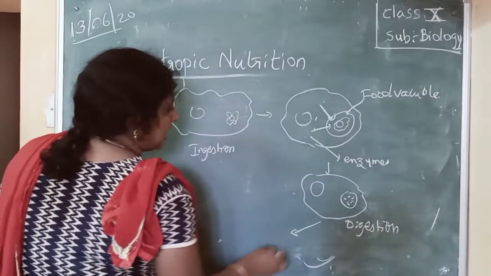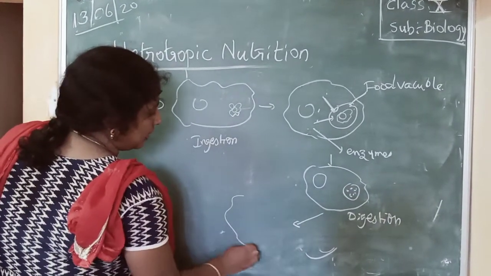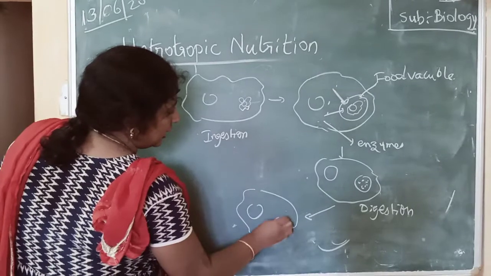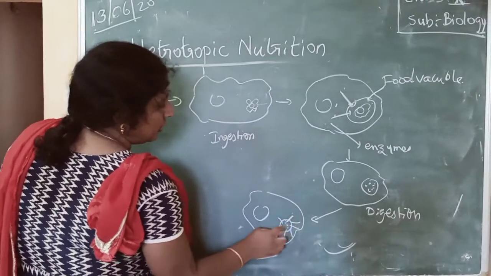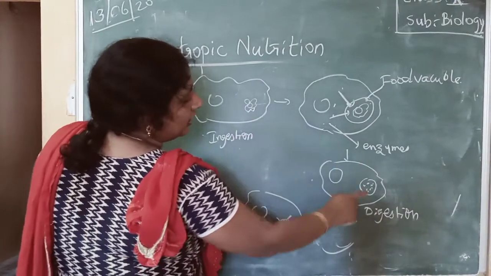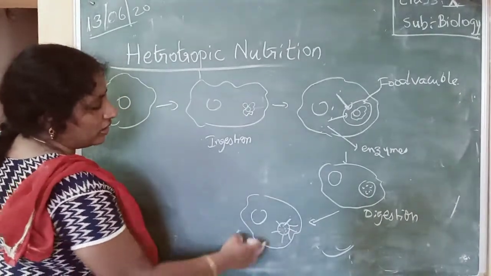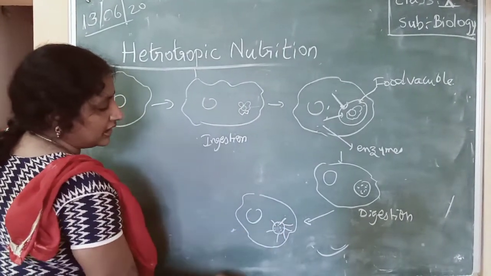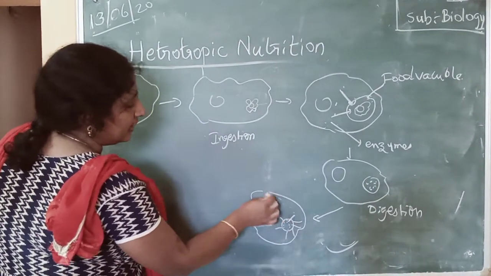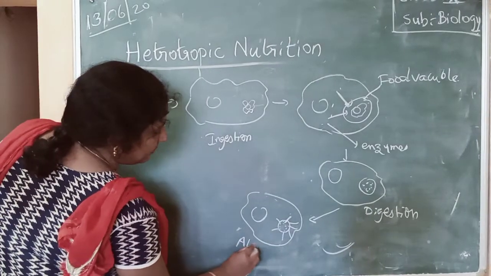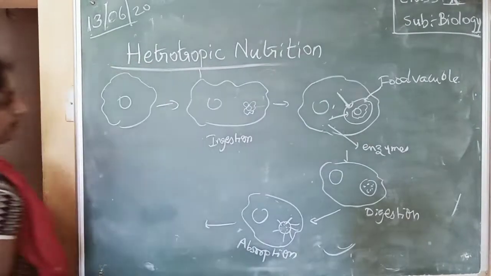Now what happens after digestion? The smaller food particles are absorbed into the body. The food is broken down into smaller particles, nothing but nutrients. The nutrients are absorbed inside the body. So this step is called absorption.